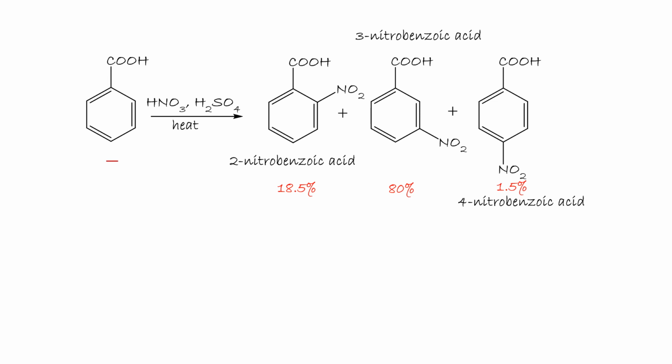Here we have benzoic acid, nitrate benzoic acid, nitric sulfuric. We will get ortho 18.5%, meta 80%, and para will be 1.5%.